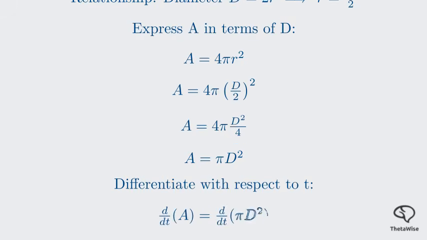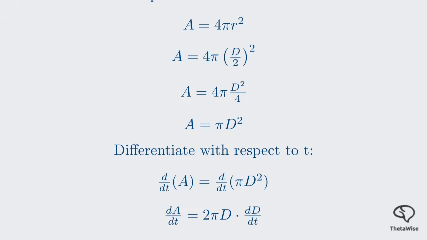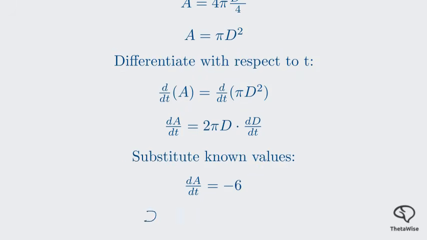Now we can differentiate this equation with respect to time, t. The derivative of A with respect to t is dA/dt. On the right side, we use the chain rule to differentiate pi D squared with respect to t. The derivative of pi D squared with respect to D is 2 pi D. By the chain rule, we must multiply this by the derivative of D with respect to t, which is dD/dt. We now have an equation that relates all our quantities. Let's substitute the known values. We know dA/dt is -6. We know r is 2 meters, which means the diameter D is 2 times 2, or 4 meters. The only unknown left is dD/dt, which is what we need to find.